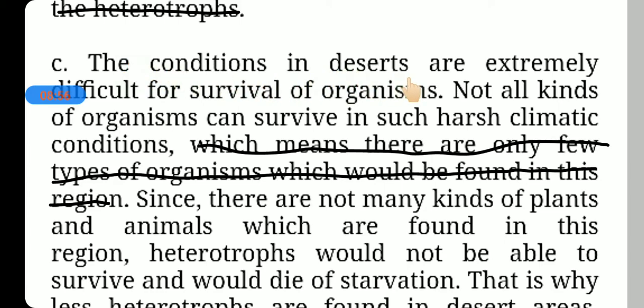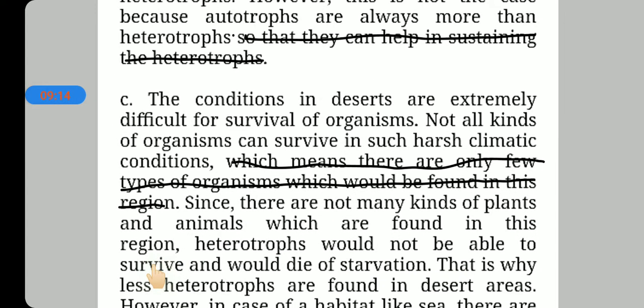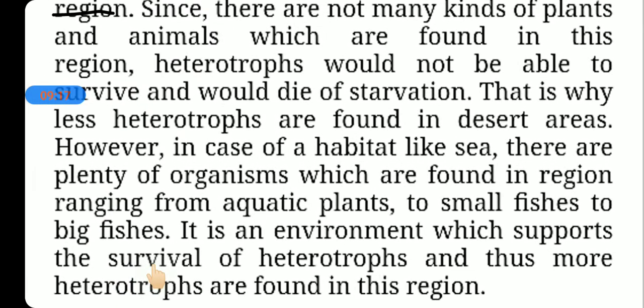The condition in a desert is extremely difficult for the survival of organisms. Not all kinds of organisms can survive in such harsh climate conditions, since there are not many kinds of plants and animals found in this region. Heterotrophs would not be able to survive and would die of starvation. That is why fewer heterotrophs are found in desert areas.